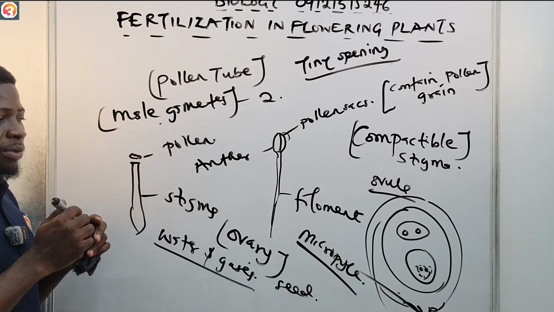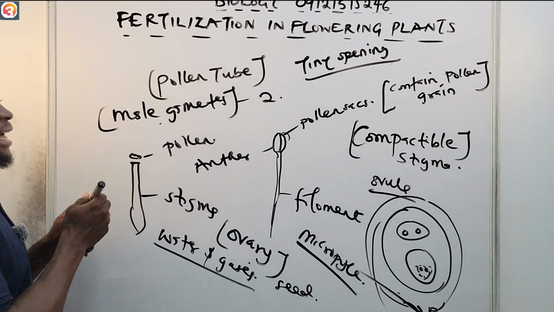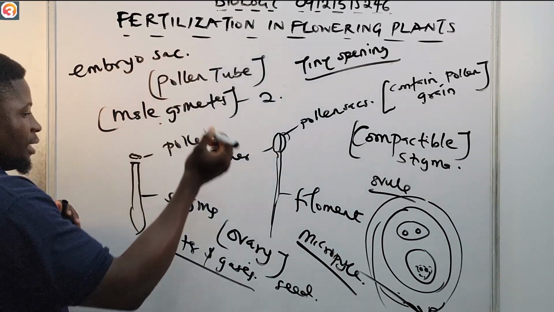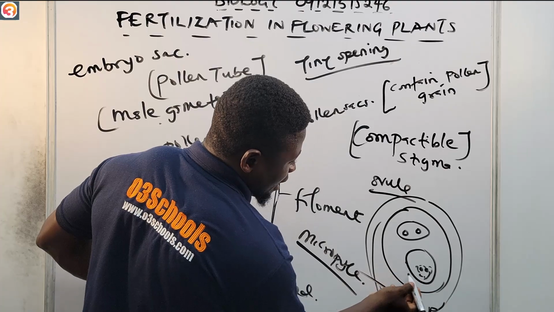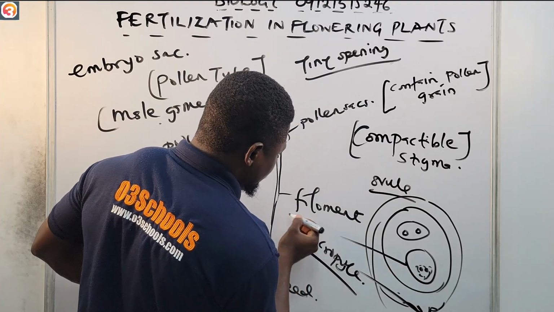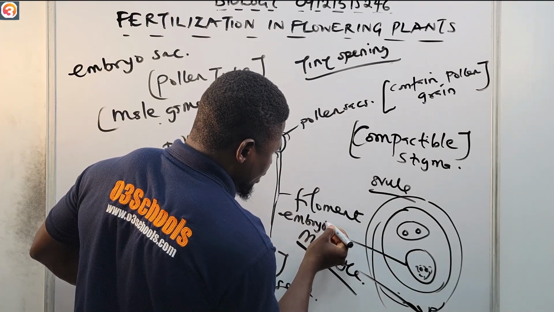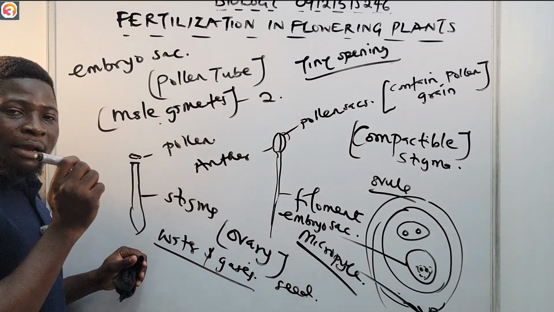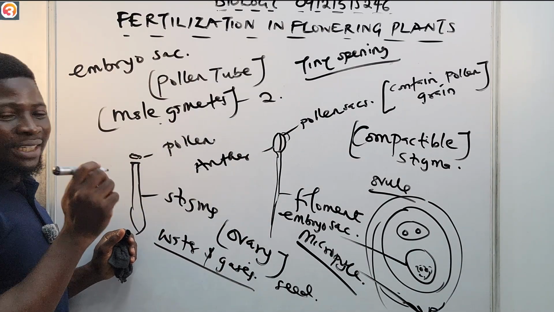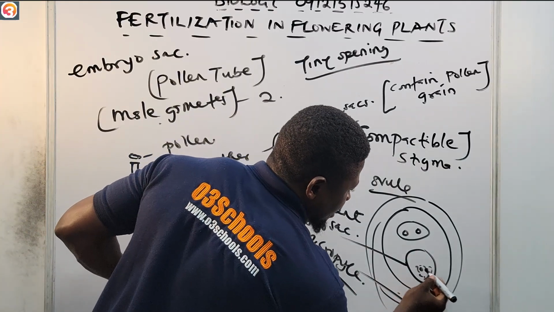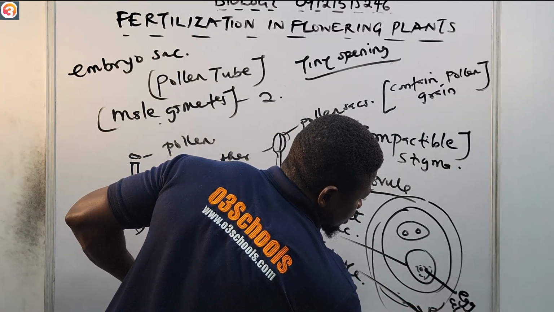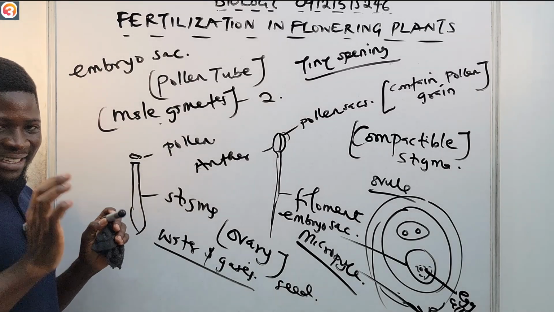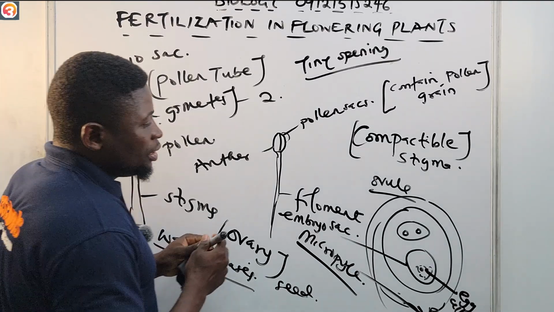Okay, so now our pollen tube has gotten to the ovary. In the ovary, we have something we call an embryo sac. So this one here is our embryo sac. Inside the embryo sac, we find the egg cell. Look at our egg cell here. Inside the embryo sac we find the egg cell, and then we also have something we call the polar nucleus.